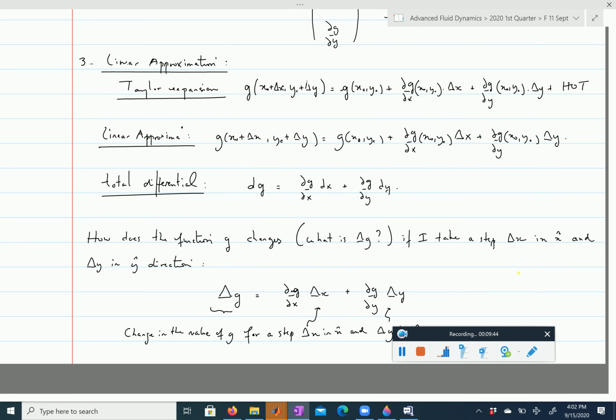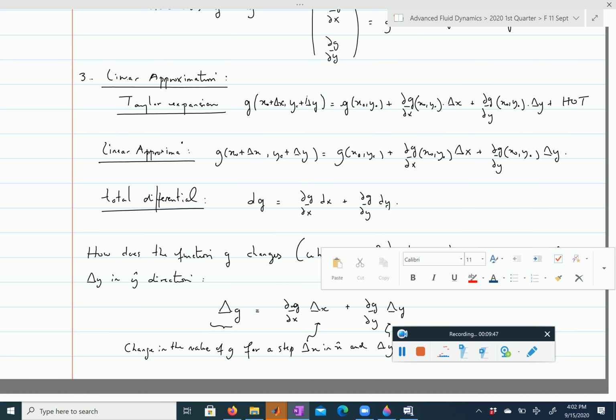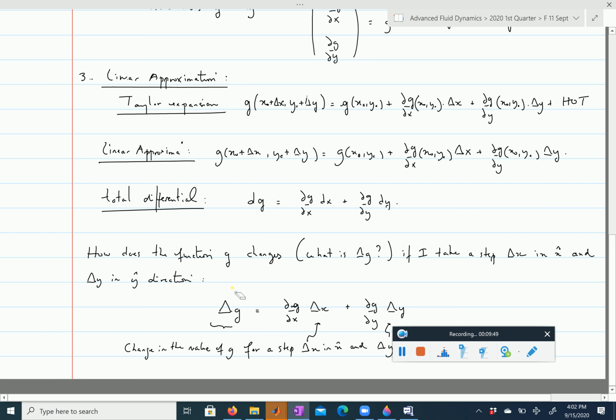What you can see here is that the change delta g is due partly to a step of delta x, and this quantity here, partial g, partial x times delta x, will be the change in the value of the function g due to the step of delta x, and here will be the same. This will be the change in g due to the step in delta y, and I can take the step delta x and this step delta y independently, because g is a function of two independent variables.